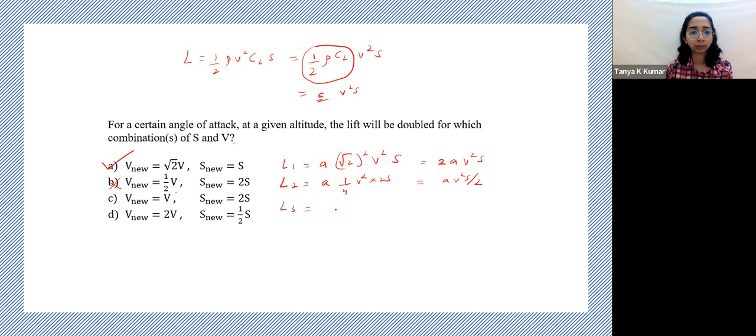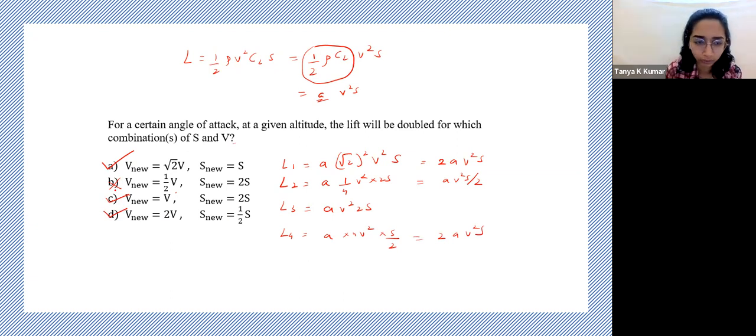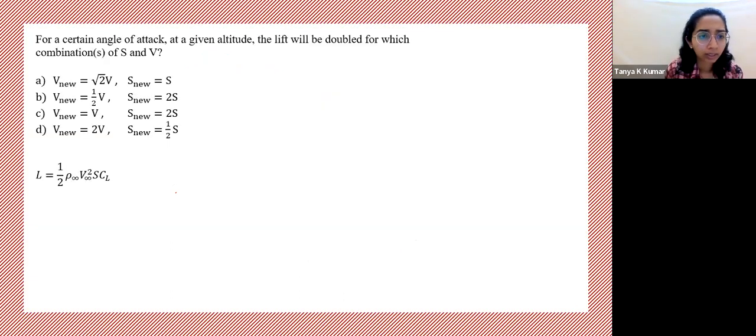So L3 will be A V square 2S. So this is doubled. And L4 will be A into 4V square into S by 2, which is again doubled to A V square S. So this is also true. Okay, so this completes this question. I've just written down the equation that we used.